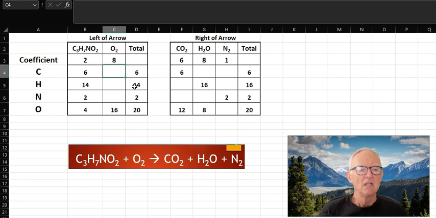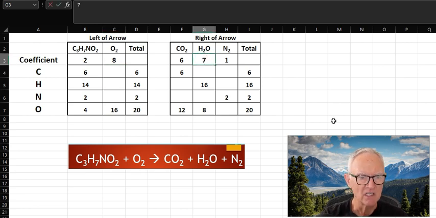So let's see, what could we do? Well, we could lower the waters to 7. Let's try that again. But now we're back to the same problem where we have an odd number of oxygens. So that's not really going to work. So let's go back to 8 oxygens. So now, if we have to keep 16 hydrogens on the right of the arrow, because we have 8 waters, so oxygen is an even number, we need to change the hydrogens on the left.